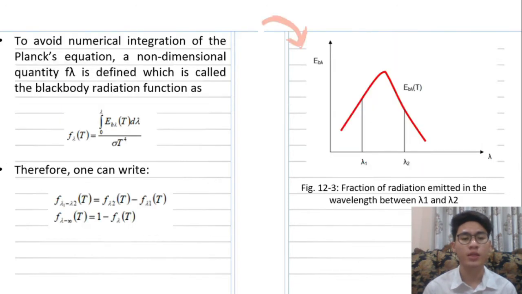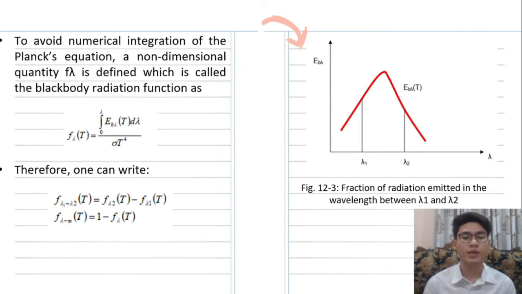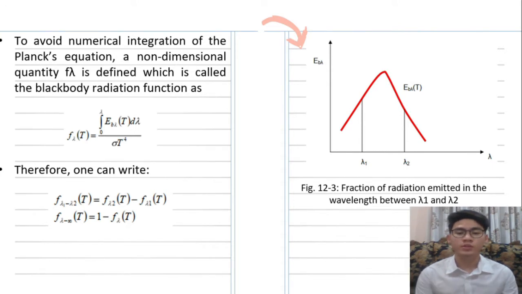To avoid numerical integration of Planck's equation, a non-dimensional quantity f_λ is defined, which is called the blackbody radiation function. The function f_λ represents the fraction of radiation emitted from a blackbody at temperature T in the wavelength band from 0 to λ. The figure shows the fraction of radiation emitted in the wavelength band between λ1 and λ2.